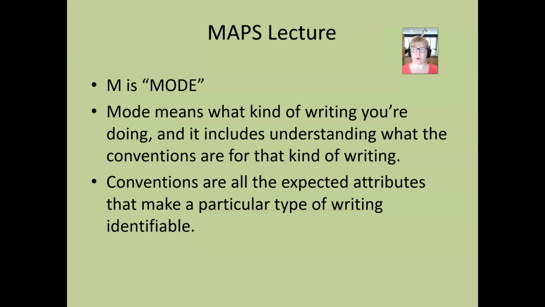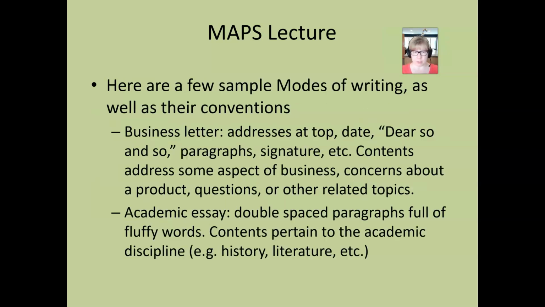So if someone says, oh, I want you to write X document, you automatically kind of know, oh, it should look like this. So what I say here are the expected attributes that make a particular type of writing identifiable. So you know a letter is a letter because it looks like a letter, right? You get the idea. So here are a couple of examples, just to help you kind of envision what I'm talking about. The first is a business letter.